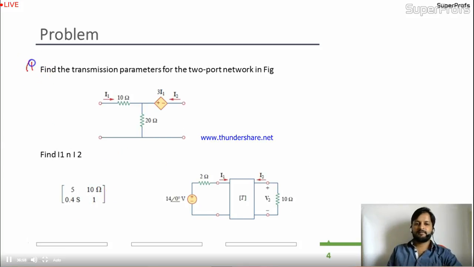Now come to the problem actually. See, we are having problems 1 and 2. First I'll take this T based problem. This circuit is given over here, and we have to calculate I1 and I2. I'll draw this circuit on a fresh page, then we'll start to solve it.